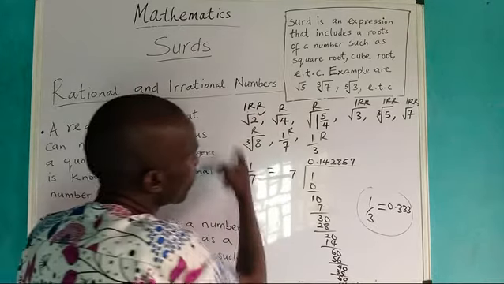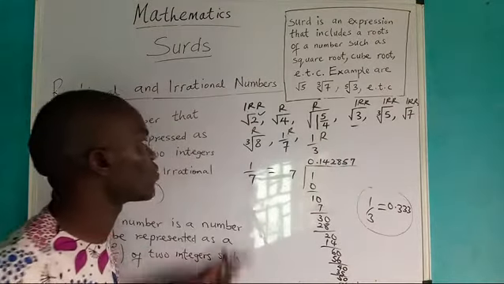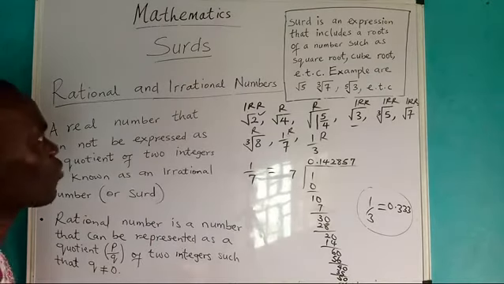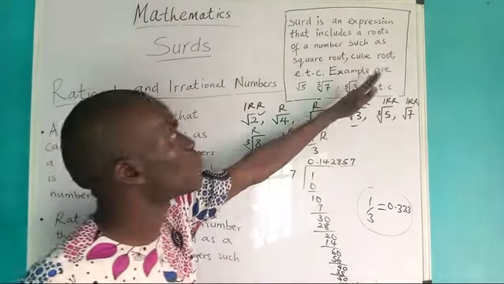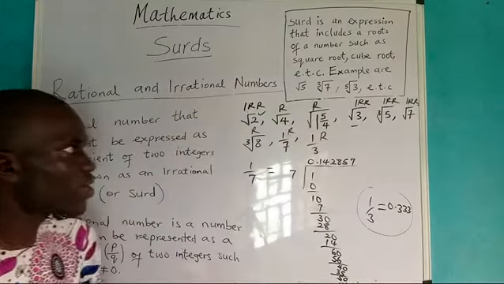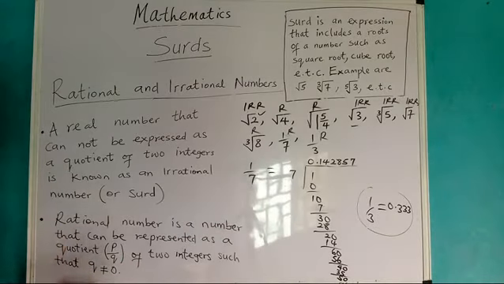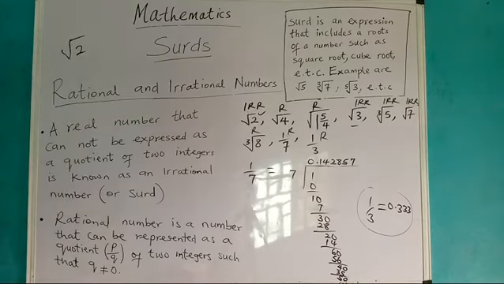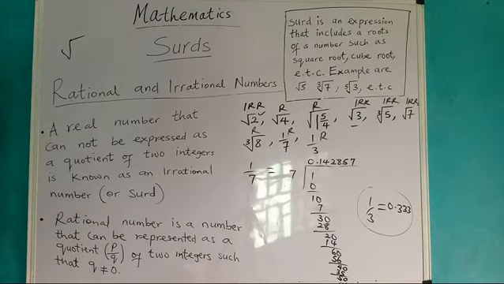These are the numbers we are going to discuss in this topic. This one is a surd, irrational, this one is a surd, irrational. But our major concern is going to be on the one that has square roots, the square root of a number. We are not going to look at cube root, fourth root, fifth root, sixth root, seventh root. Our major concern is going to be on square root, the square root of any number.